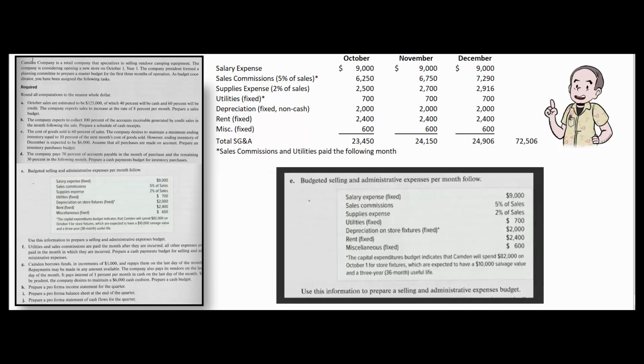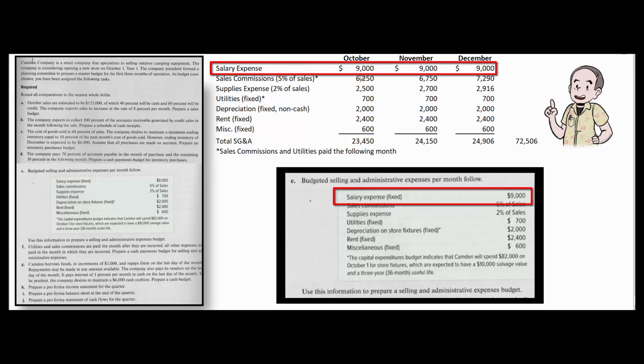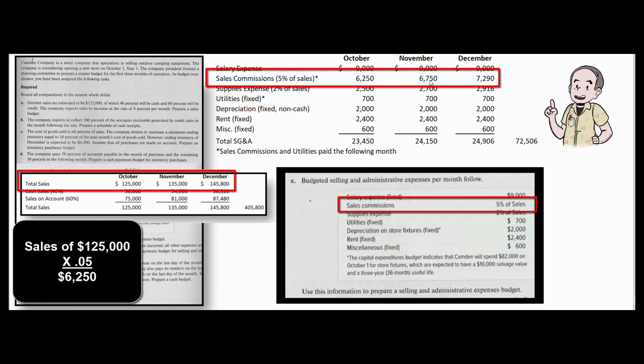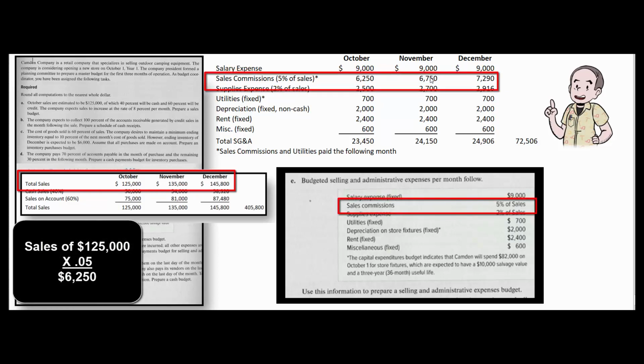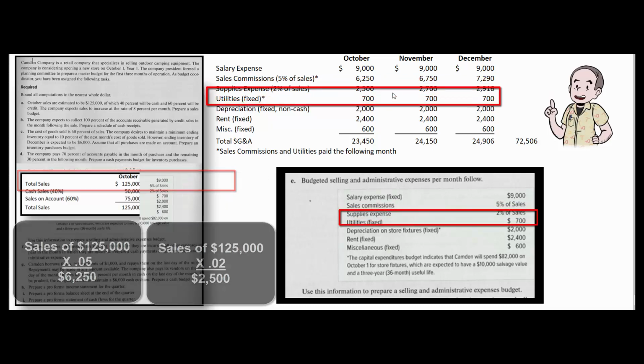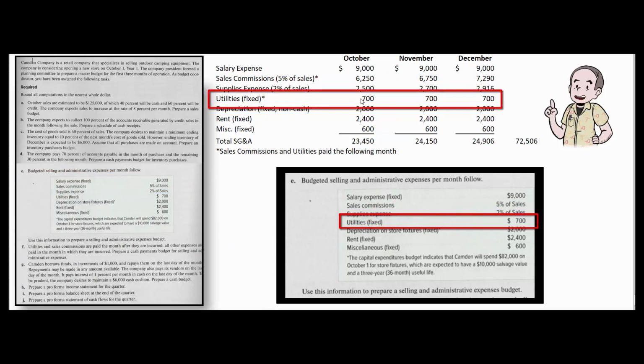Next is the SG&A budget and the cash expenditures to pay those expenses. So salary expense is fixed, it's $9,000 a month. The sales commission is 5% of sales. So all we have to do is go back and look at our sales budget to calculate 5% of sales. Supplies expense is also variable, 2% of sales. All we have to do is go back and look at the sales budget and multiply 0.02 times the sales. Utilities is fixed, $700 a month.